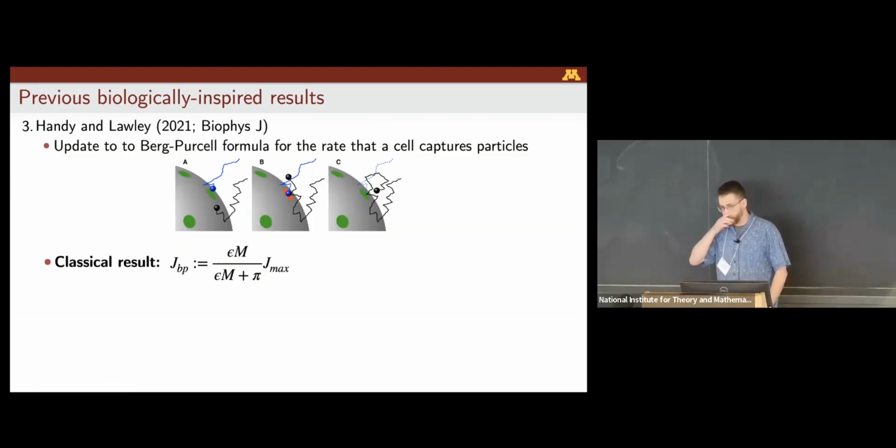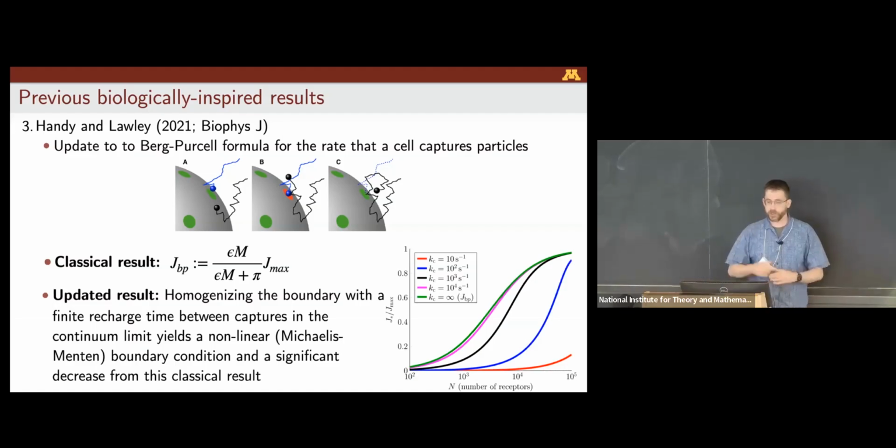Another extension that we had with this was, me and Sean were looking at this, and we updated this Berg-Purcell problem. So you can imagine that we have a cell, it's sensing its environment, and they have this very nice classical result that you actually don't need a ton of receptors on the cell to have a good idea of saturating this maximal flux rate. But what happens if you have recharge? So we're able to update this result. Here we were going into continuum limit, homogenizing the boundary, and we're able to show that by having this finite recharge time, you can actually really strongly modify this classical result by Berg and Purcell.